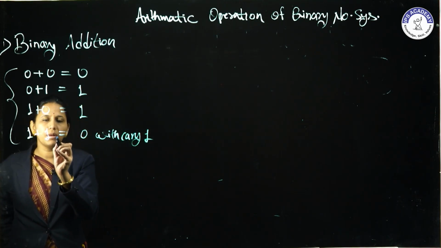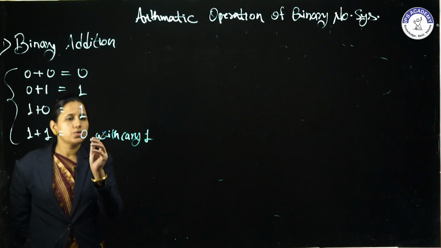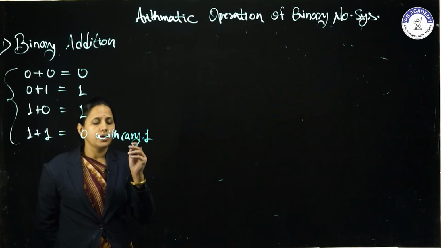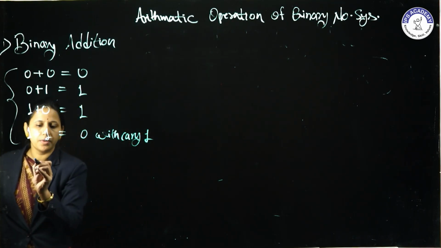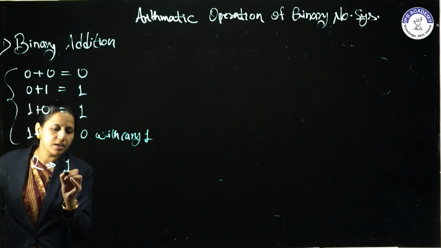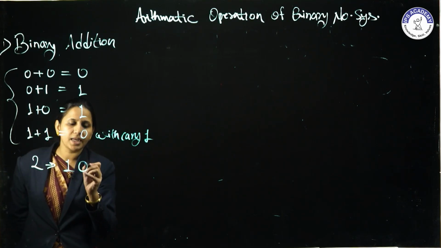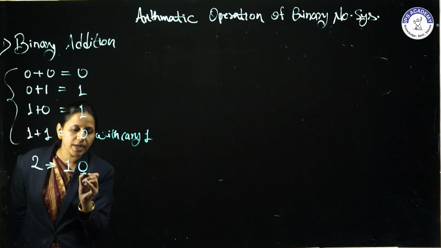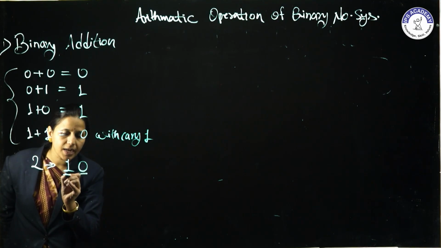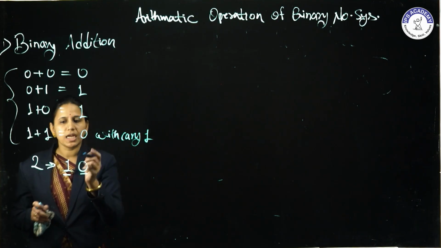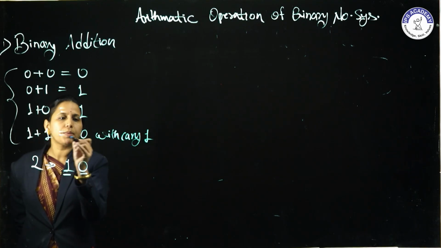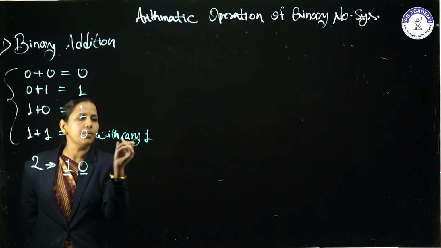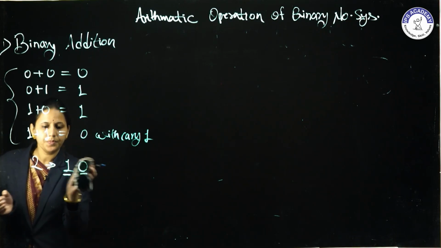1 plus 1 will be 2 in case of decimal. So, we know that binary of 2 is 10. So, in binary addition, 0 indicates the sum and 1 indicates the carry. So, that is why we are writing here 1 plus 1 is equal to 0 sum with carry 1.